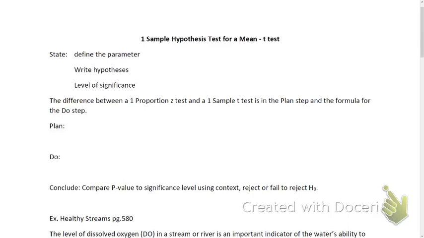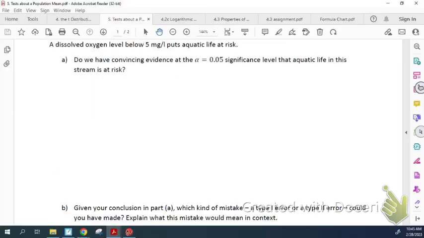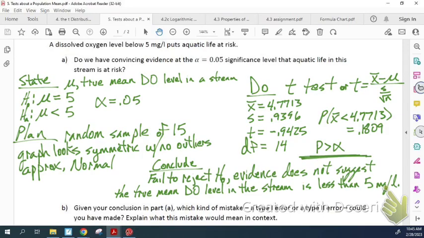In stats, we started to wrap up t-tests. We had a handout that we started on Tuesday, I think it was. We finished off right there. In class, we may not have written that conclusion, but there it is. And you can see part B at the very bottom of the screen. Which error were we at risk of making?